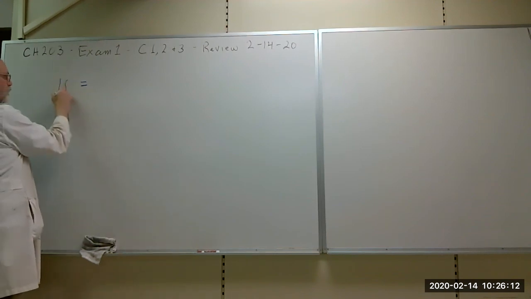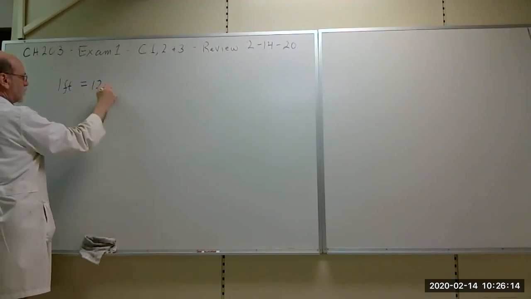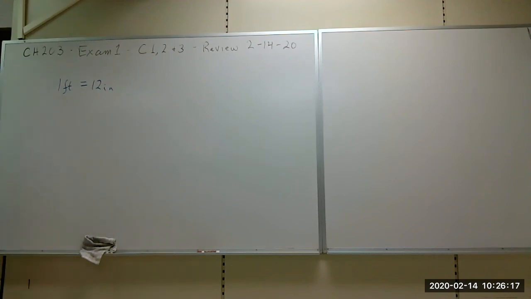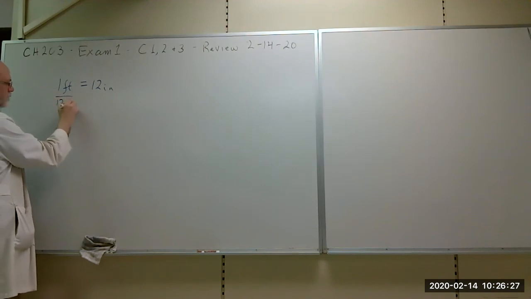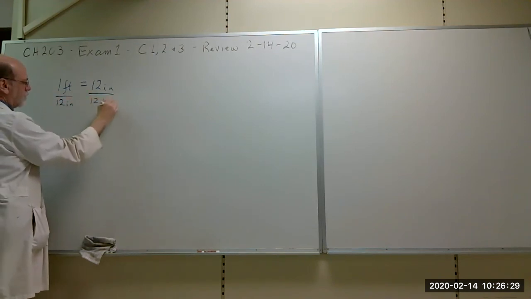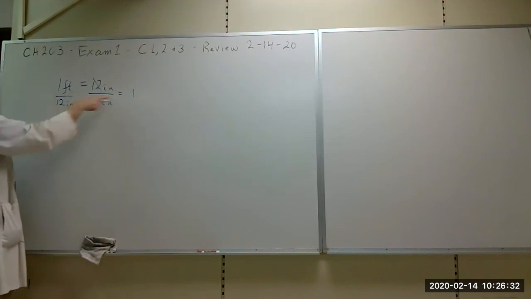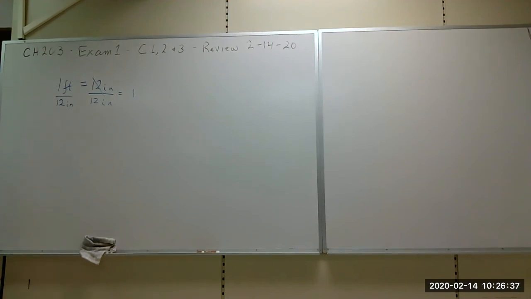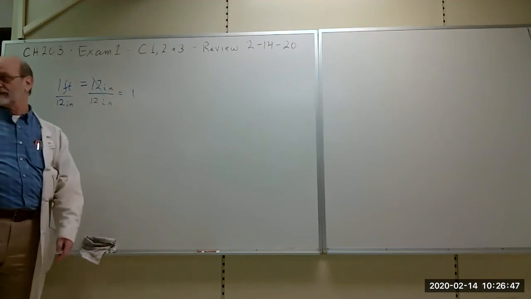So 1 foot equals 12 inches. Now you've got a conversion factor. All you have to do is convert that to equal one. So divide through by 12. That equals one. Remember, all conversion factors are equal to one. That's why you can multiply anything by a conversion factor. It's valid because it's always equal to one.